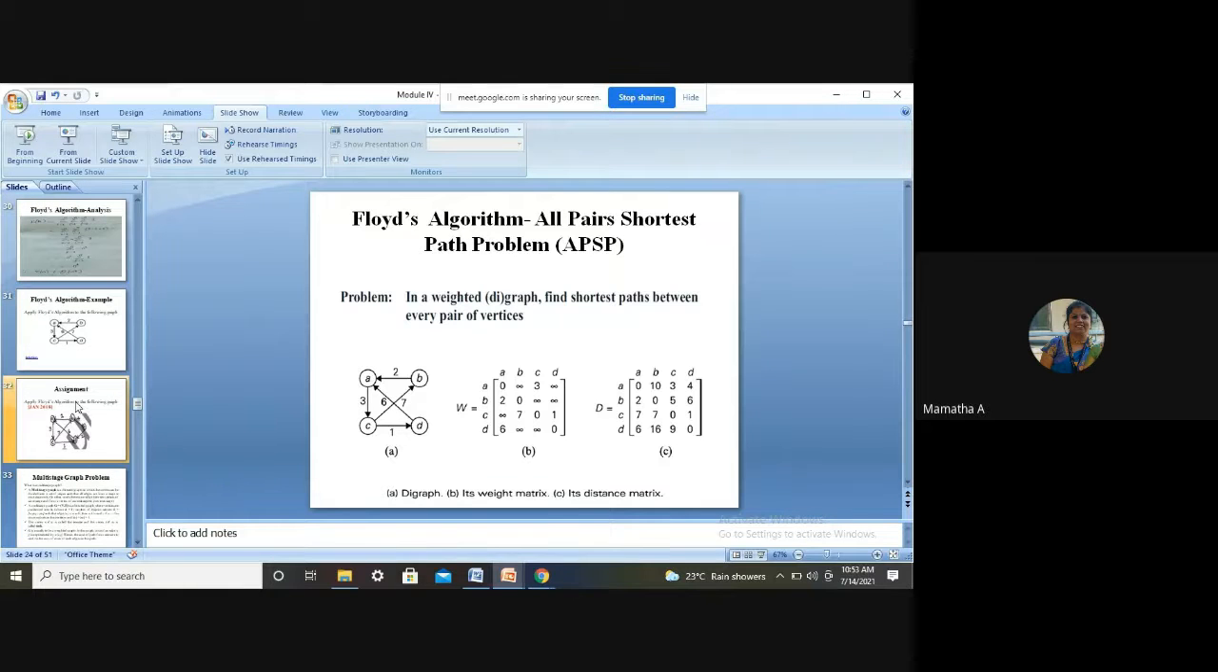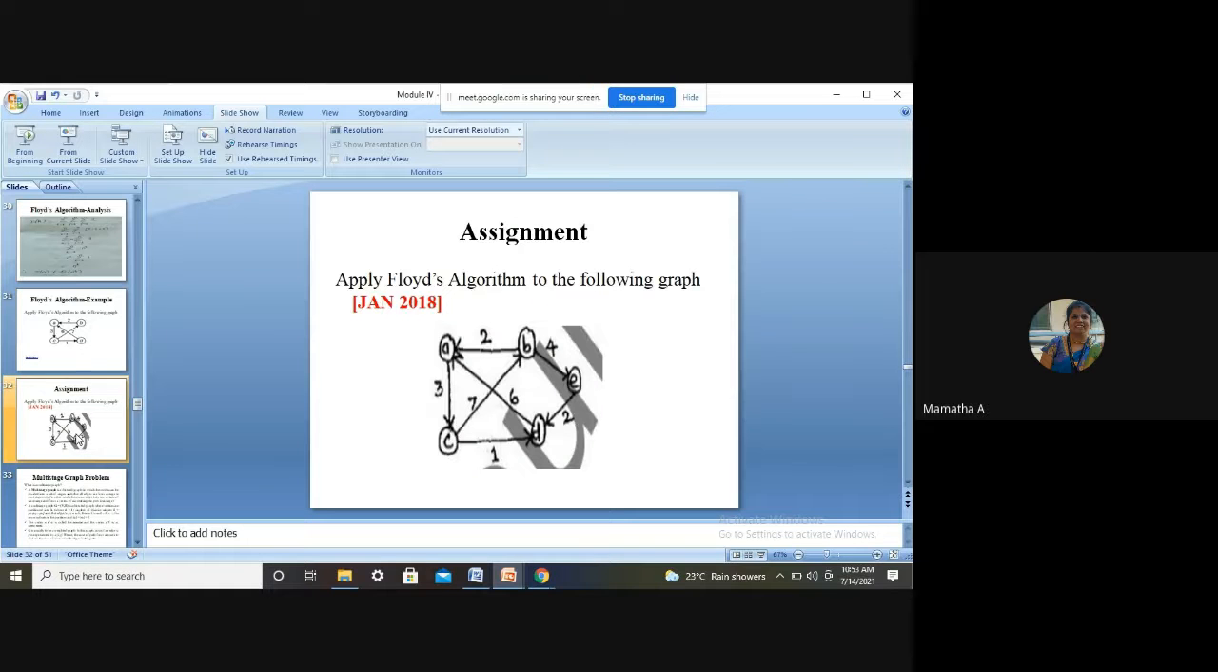Fine. Okay. As an assignment, you take this graph and construct the weight matrix and the shortest path distance matrix. I'll post this in the group. Hope you can all do it. When you are selecting the shortest path, you have to check whether it is the shortest path. Okay.